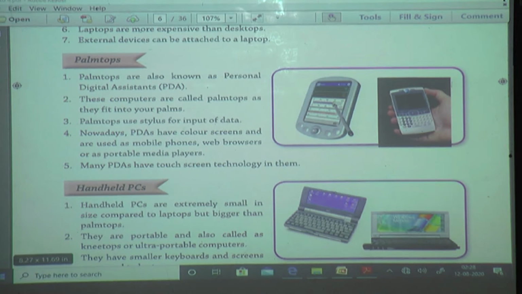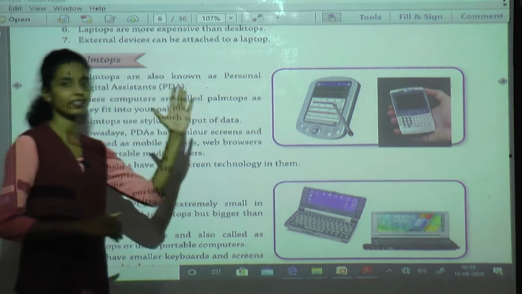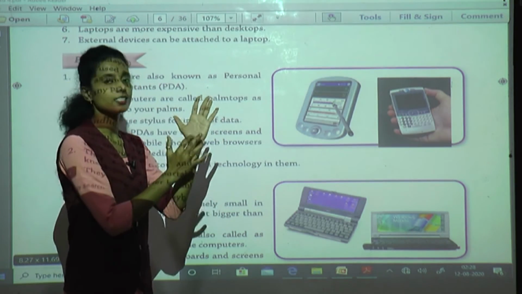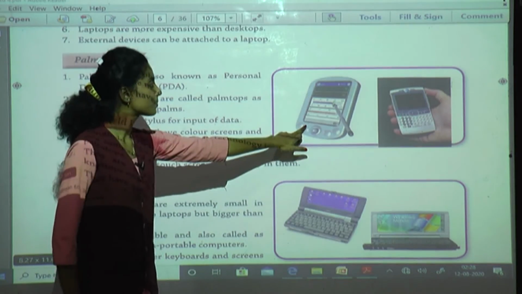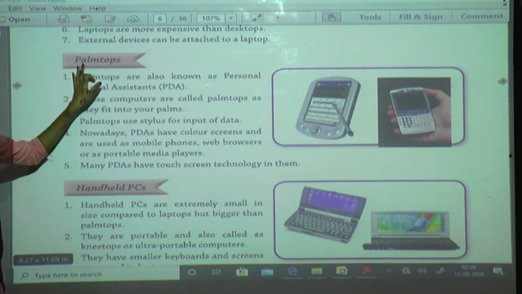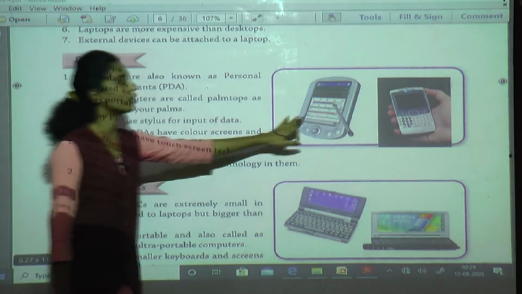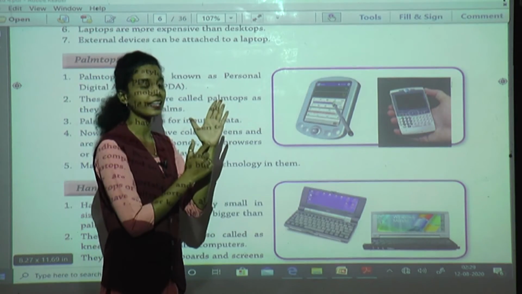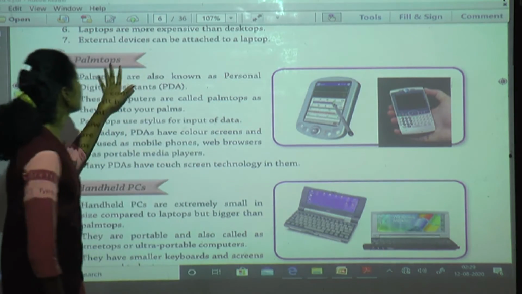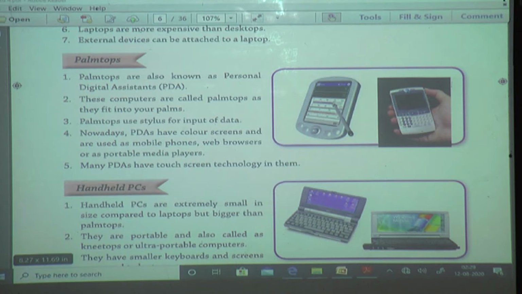What is meant by palm? This is our hand, right? This part is called the palm. This type of computer, the palmtop, fits only in the palm, and that's why it is called a palmtop. Understand why it is called a palmtop?